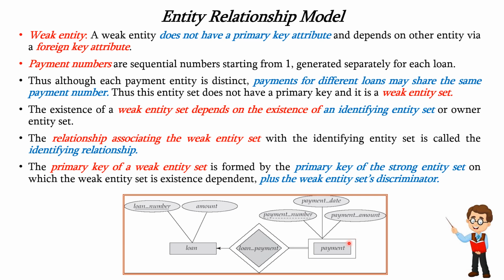So here this payment entity depends on the loan entity. It is existence dependent on the loan. So only if the loan exists, the payment also exists. If the loan is deleted, automatically the payment is also deleted. And we have the identifying relationship loan payment, which is illustrated with a double diamond, and we can also see that the payment is illustrated with a double rectangle because it is a weak entity set.